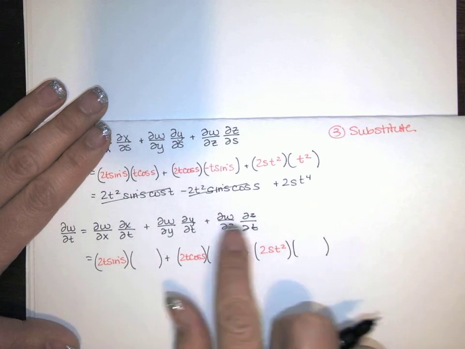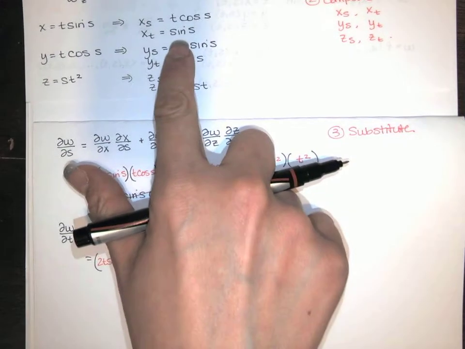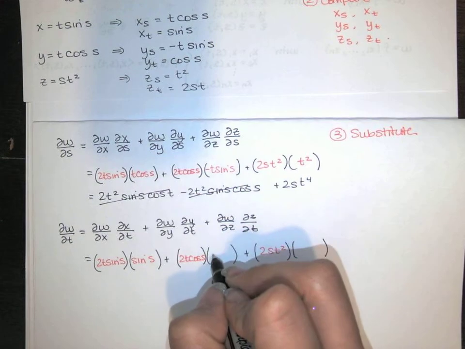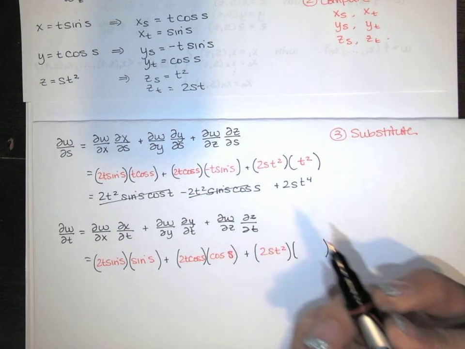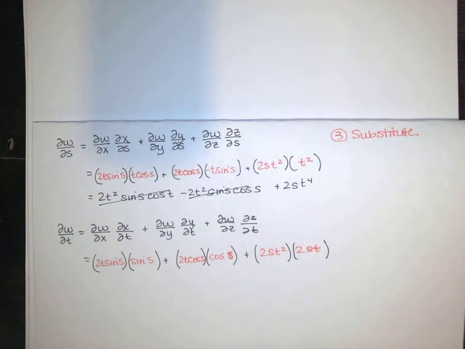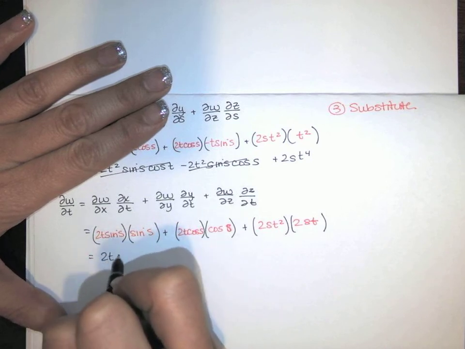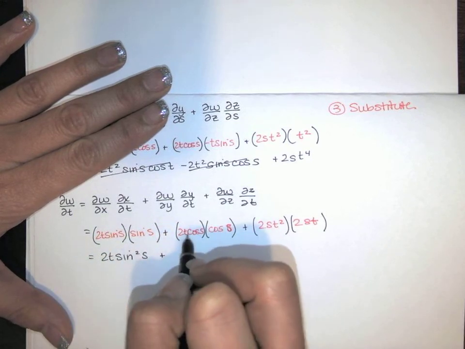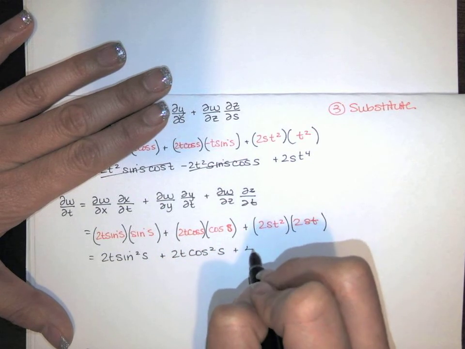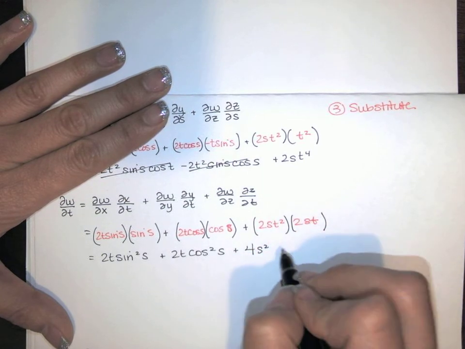And then the derivatives of x, y, and z with respect to t are on this sheet. Derivative of x with respect to t was sine of s. Derivative of y with respect to t, cosine of s. Derivative of z with respect to t was 2st. Now we just want to simplify. We've got 2t and a sine times a sine, so that's sine squared s. And a 2t cosine times cosine is cosine squared s. Multiply the coefficients. S times s is s squared. T times t squared times t is t cubed.